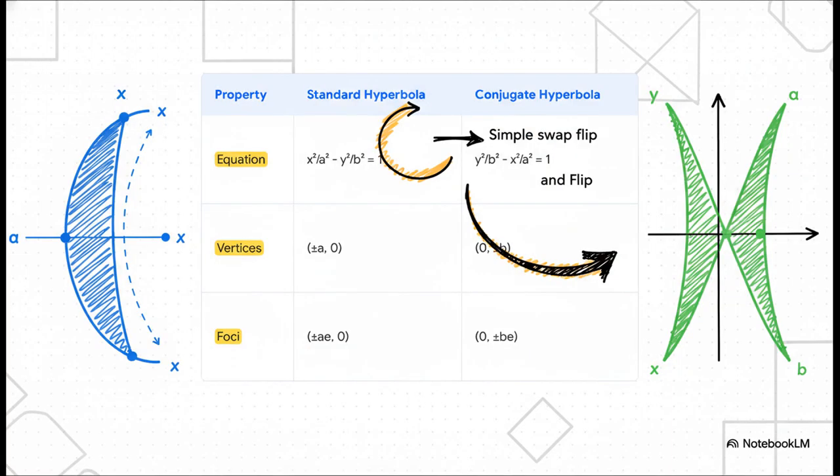So how does the equation change? This table lays it out nice and clear. For the conjugate one, the y squared term is the one that's positive. It comes first. Just by swapping which term is positive, you flip the whole thing. And naturally, that means the coordinates for the vertices and foci shift from the x-axis to the y-axis. It's so simple, but so powerful.